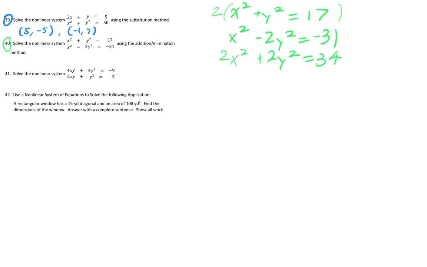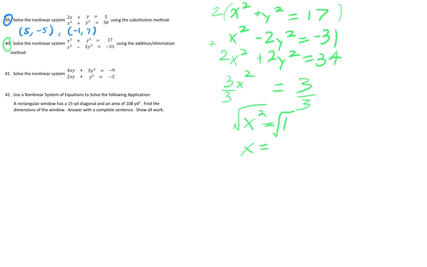So now we want to use our addition and add them together. When we do that, we're going to have 3x squared. Our y squared is going to cancel out. And then we're going to have 3 left over. So now what we're going to have to do is divide both sides by 3. So we have x squared is equal to 1. So we know that x, we introduce a square root to both sides.